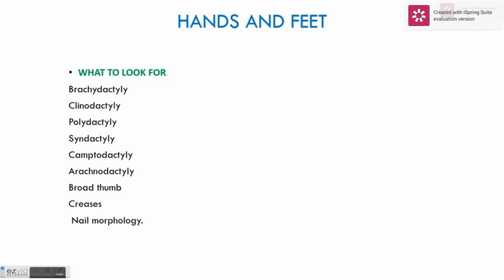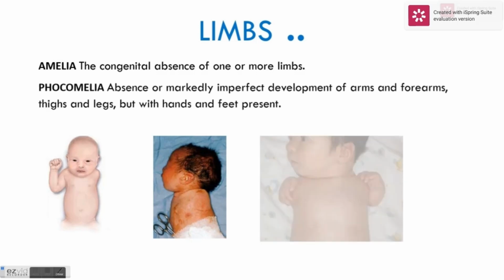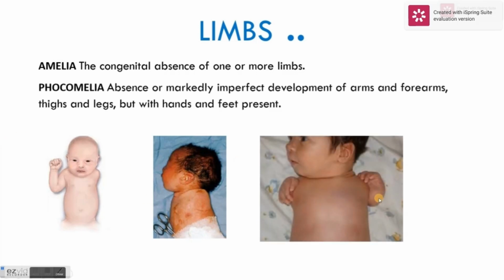Arachnodactyly, long digits, broad thumbs, abnormal creases, single creases, nail morphology like hypoplastic, hyperconvex, dysplastic nails are important for finding. These are the limb anomalies, which are major, which can be as severe as in this chart. Amelia, that means absence of the whole limb. Or phocomelia, that means missing proximal and medial segments and the hand is attached to the limb, to the shoulder directly. This is called phocomelia, either in the upper limbs or lower limbs.